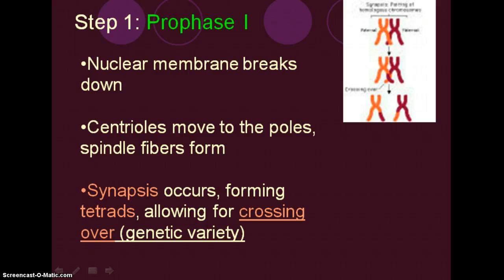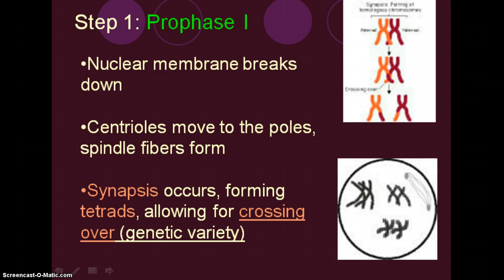So prophase 1 is when we see the nuclear membrane break down, the centrioles will move to the poles, and the spindle fibers will form, and the synapses will occur, forming tetrads, allowing for crossing over. So all of these things above this point are all things that we've seen happen before. This next part here is what we see happen in meiosis compared to mitosis. We didn't have this process down here of the synapses happening in mitosis.